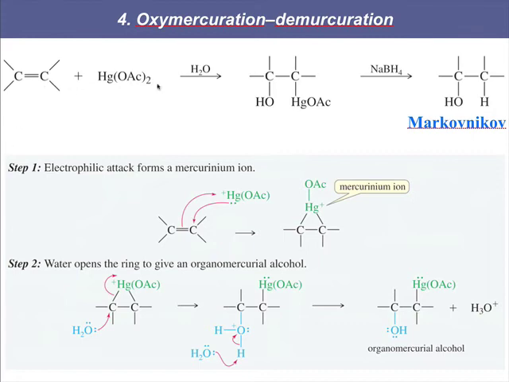It will not react with alkynes. It will not react with aldehydes and ketones or carboxylic acids. So if you've got a molecule with an alkene, an alkyne, a carboxylic acid, etc., and you only want to do a reaction on the alkene, oxymercuration demercuration is the best choice. It will leave the other functional groups alone.